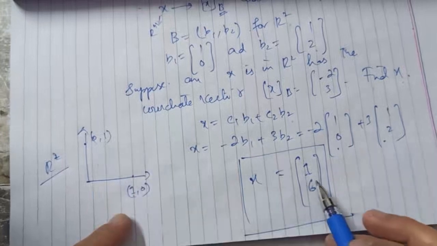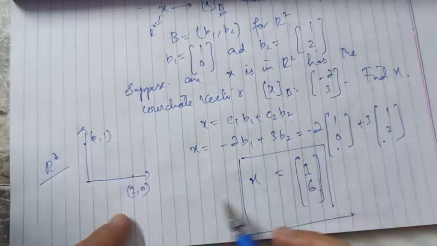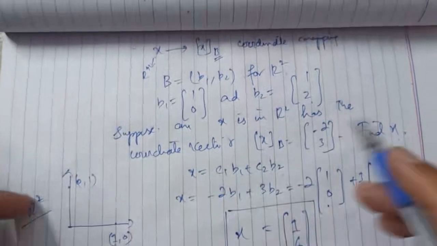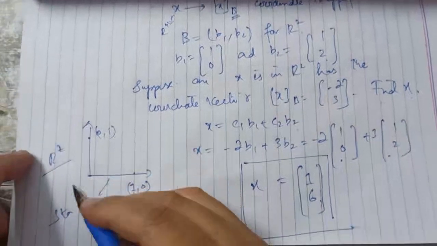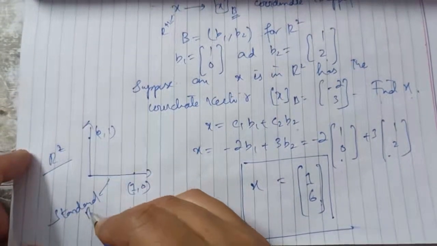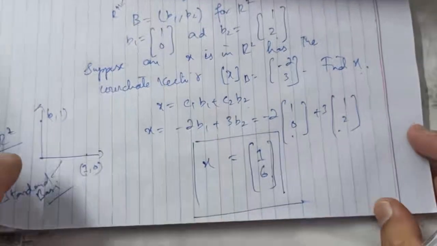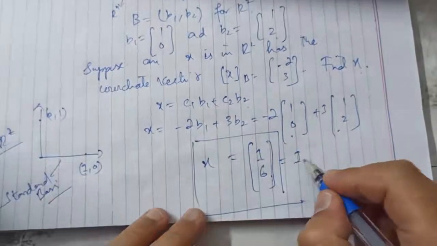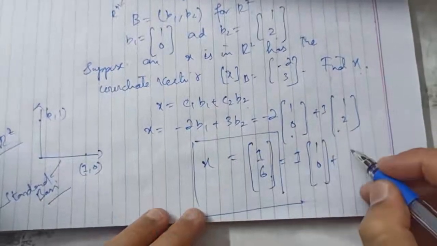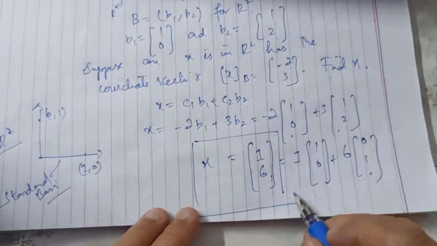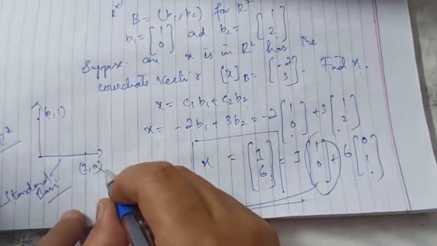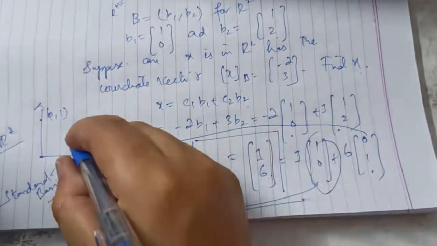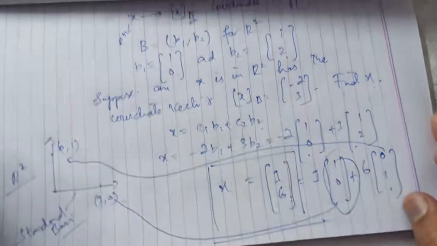So x is actually in the standard basis, right? So these are different bases. This is called the standard basis, right? And we can see it quite quickly here that (1, 6) equals 1 times (1, 0) plus 6 times (0, 1). So these are what we call the standard bases, right? This is the standard basis over here, and this is the standard basis over here.